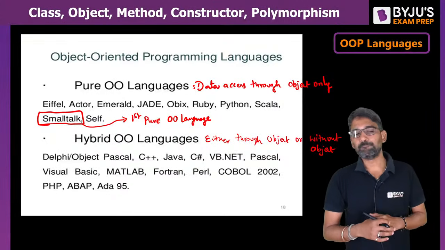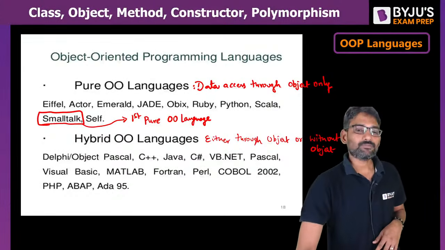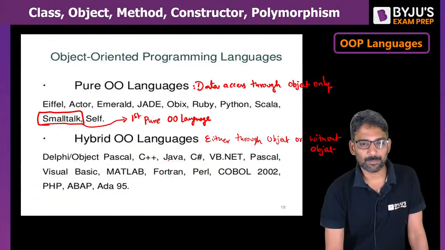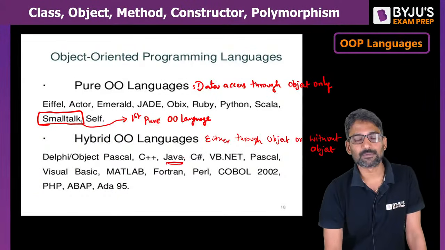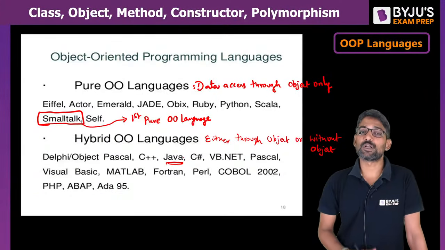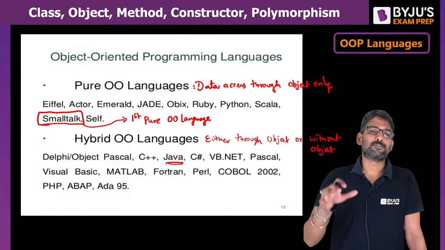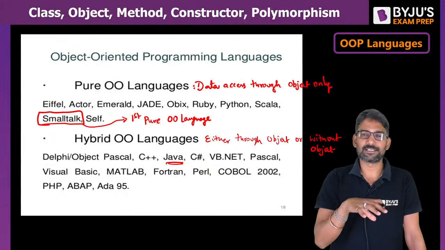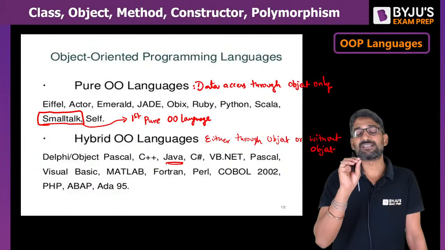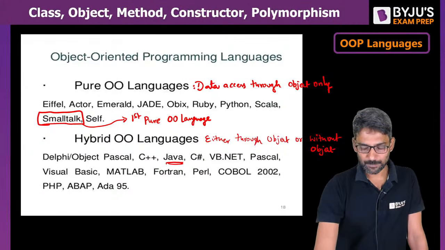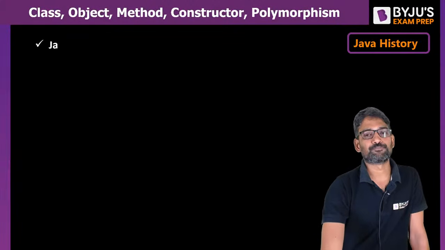Okay. Now, for better understanding, I select Java programming language to discuss our object-oriented programming concepts. We can discuss through any language, but for easy understanding, I am selecting Java language to explain these OOPS concepts. So what is this Java?